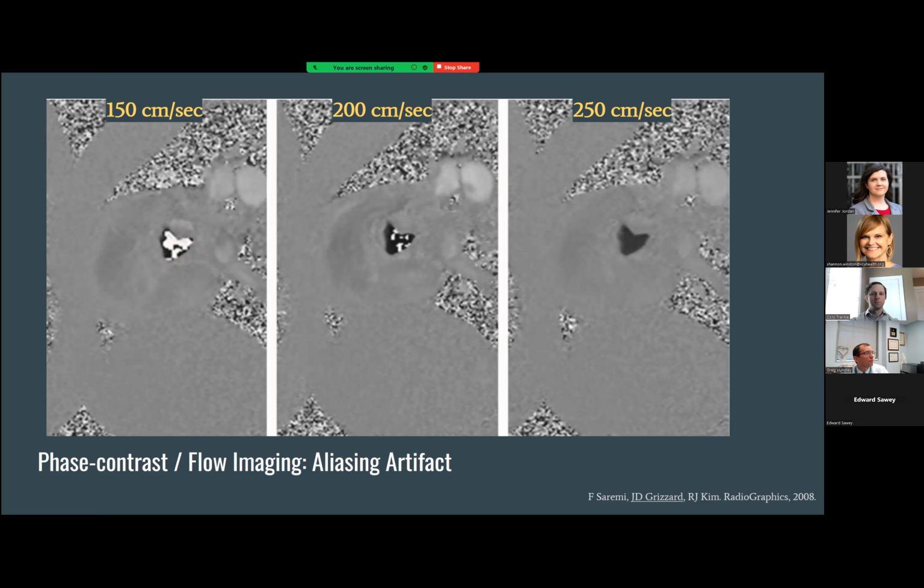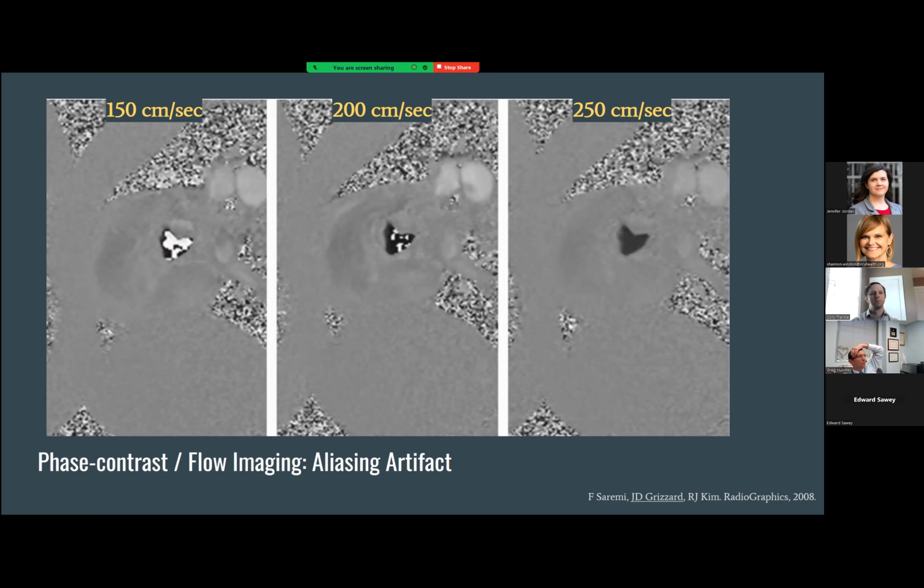And the change you're going to make is to increase your velocity encoding until that is gone. So in the middle panel, you can see it's increased to 200 centimeters per second. We still have a little bit of artifact. If we go up to 250, it's completely resolved. So that one's a pretty easy one to make adjustments to. You just need to make sure you catch it right after those images come back from reconstruction so that you can reacquire it.